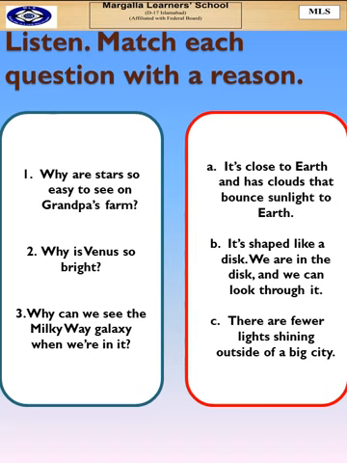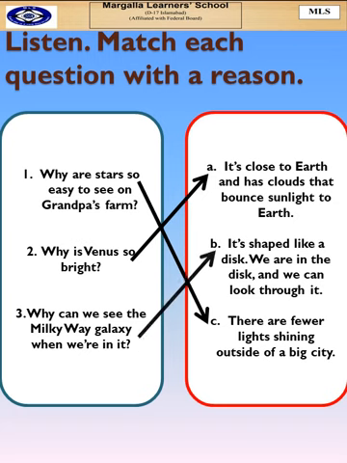Why are stars so easy to see on Grandpa's farm? There are few lights shining outside of a big city. Why is Venus so bright? It's close to Earth and has clouds that bounce sunlight to Earth. Why can we see the Milky Way galaxy when we are in it? It's shaped like a disk. We are in a disk and we can look through it.